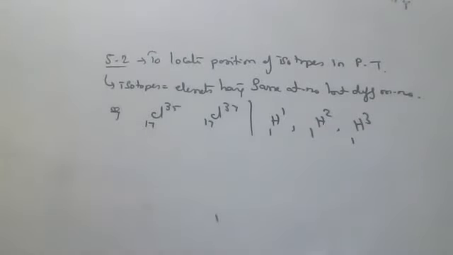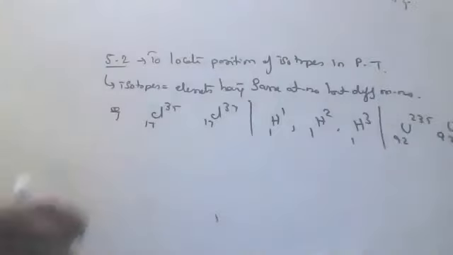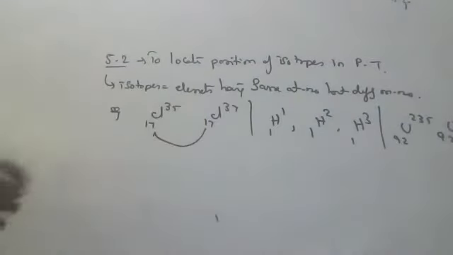Okay, children. So, like that, different isotopes are there. So many elements are there. Uranium is there, 92, 235. 92, 238 is there. So many elements have isotopes. Same atomic number, different mass number.